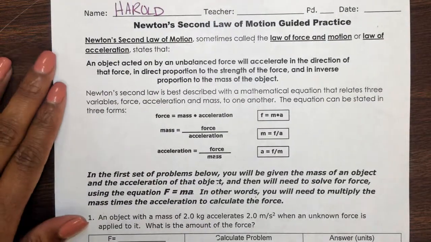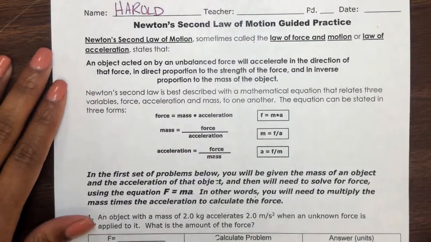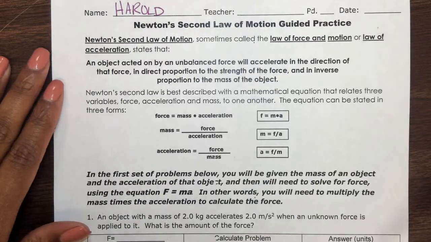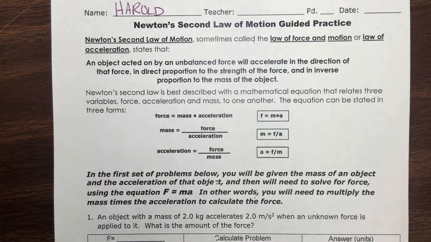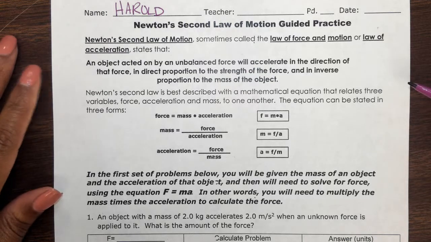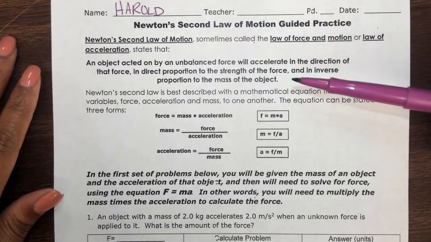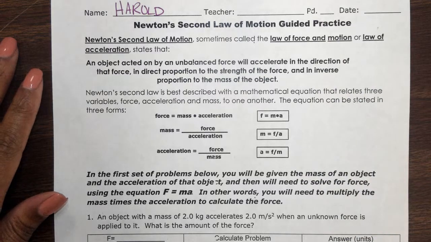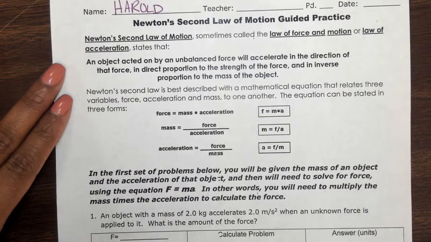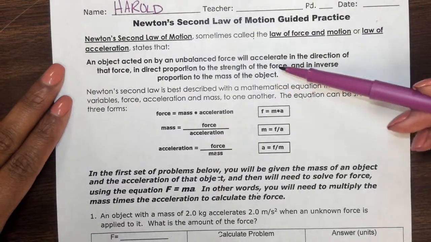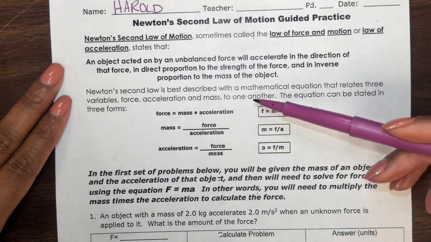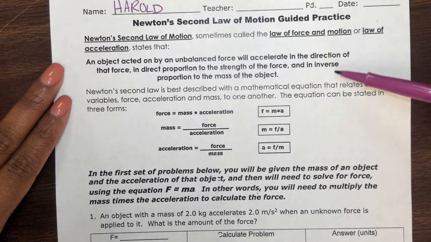So today we're going to be doing Newton's second law of motion. We're going to do a guided practice where I'm going to do it with you, and then you'll do independent practice after this. So yesterday we learned about Newton's second law, which is the law that deals with force, motion, and acceleration. An object acted on by an unbalanced force will accelerate in the direction of that force in direct proportion to the strength of the force and inverse proportion to the mass of the object.